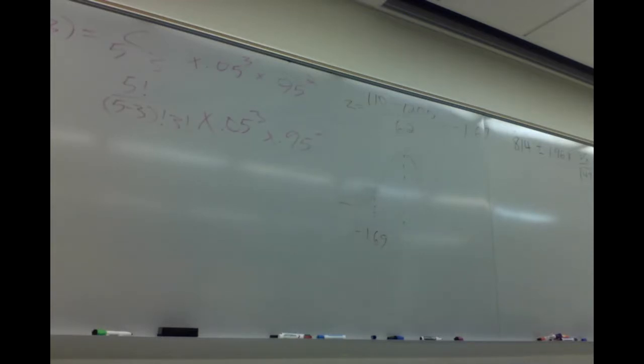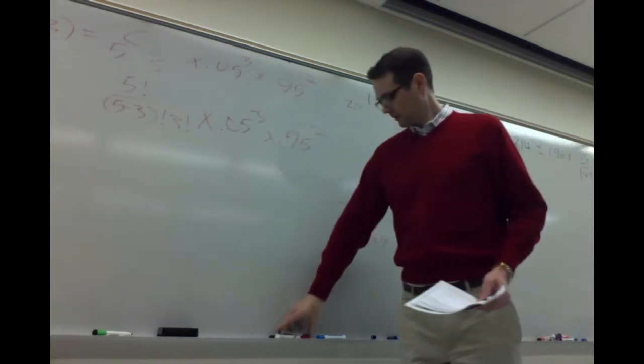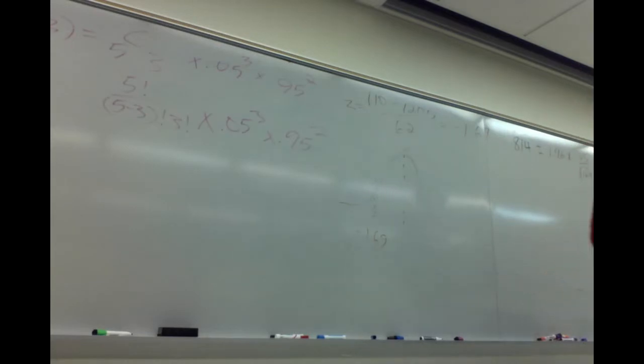All right, so what's our point estimate for this proportion? 0.4. All right, so 0.4. So we need a plus or minus.